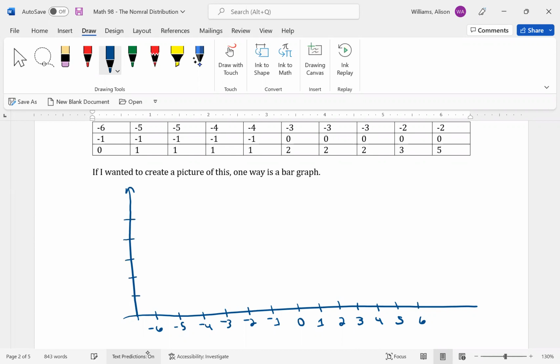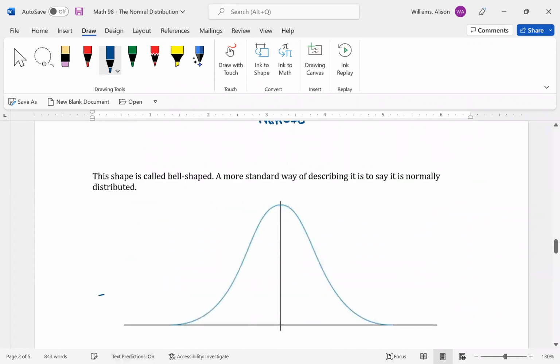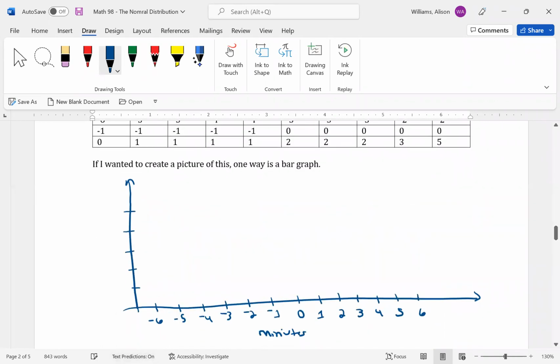So this is the minutes. And this is how many people came in. Oops, I'm sorry. How many people?